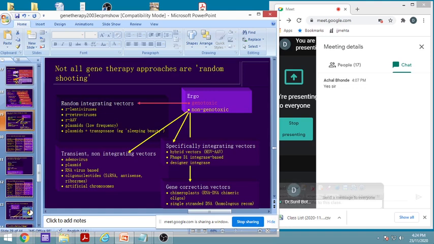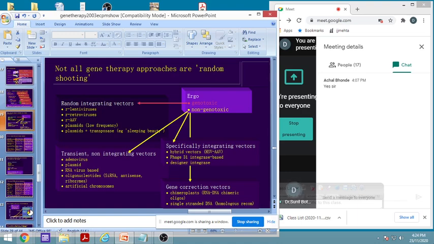Not all gene therapy approaches are random shooting. Many efforts are made at various places for various diseases. For example, it can be genotoxic or non-genotoxic. The random integrating vectors are lentiviruses, retroviruses, adeno-associated viruses, plasmids, and plasmids plus transposons, and they have been tried.